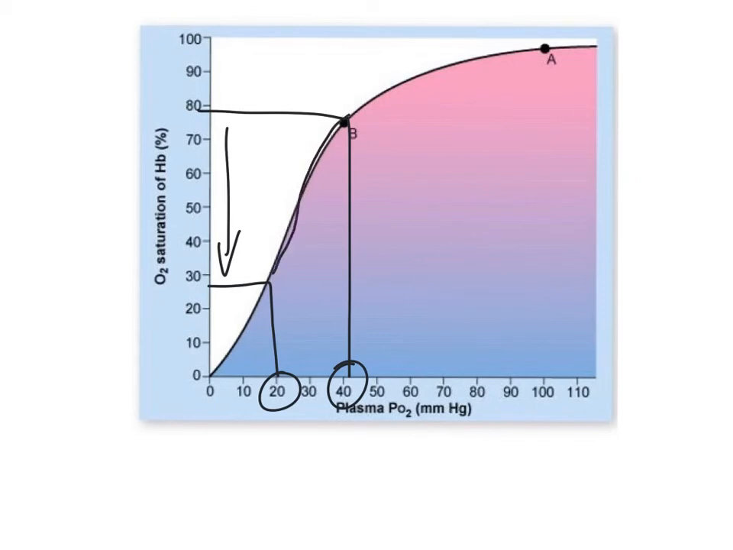And now we're into the real steep part of this sigmoid curve, which means that a small change in the partial pressure of oxygen is going to result in a large release of oxygen because the affinity has decreased to that extent. Okay, is this what we want to have happen?